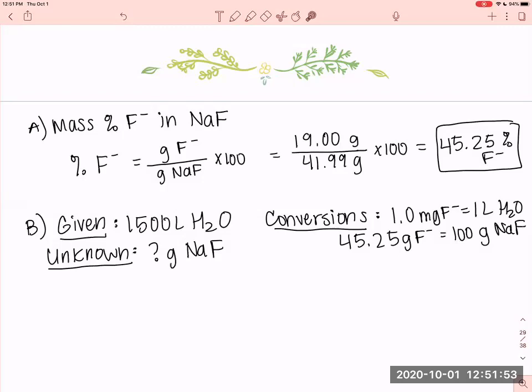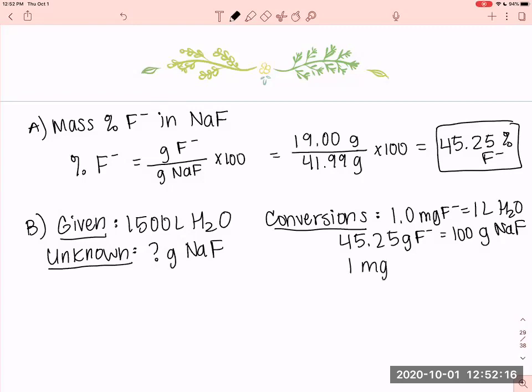You can also use this 19 grams, 41.99 grams, same thing. But if you want to really practice using a percentage as a conversion, here goes that conversion. So do I need anything else? I have liters of water. Liters of water take me to milligrams of fluoride, but I need to connect milligrams and grams. So I'm going to add another conversion factor.